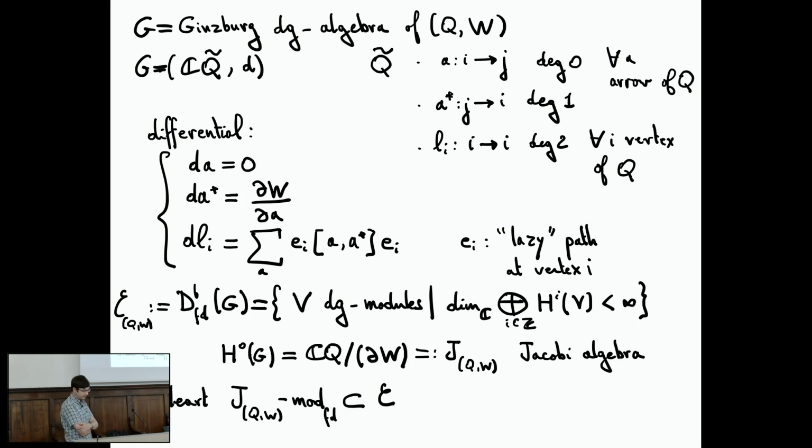And then you can consider the category of differential graded modules. Again, you put some appropriate finiteness condition. And this thing is what I will denote by C of Q and W. By construction, this category will have this property of being Calabi-Yau of dimension 3, just something we forced in the definition.